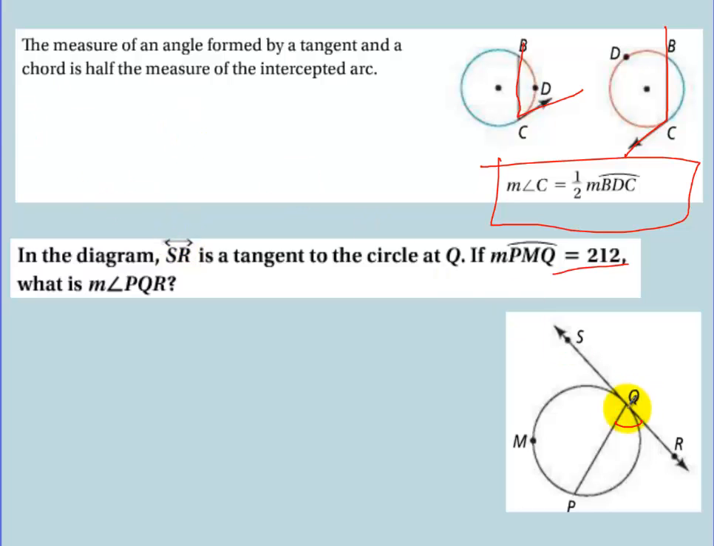All right, how do I do that? Well, this arc here is going to be 212. That means this angle right here, following this last theorem, has to be half of that, so that's going to be 106. And these two angles have to add up to 180. So if that's 106, the measure of angle PQR has to be 74.